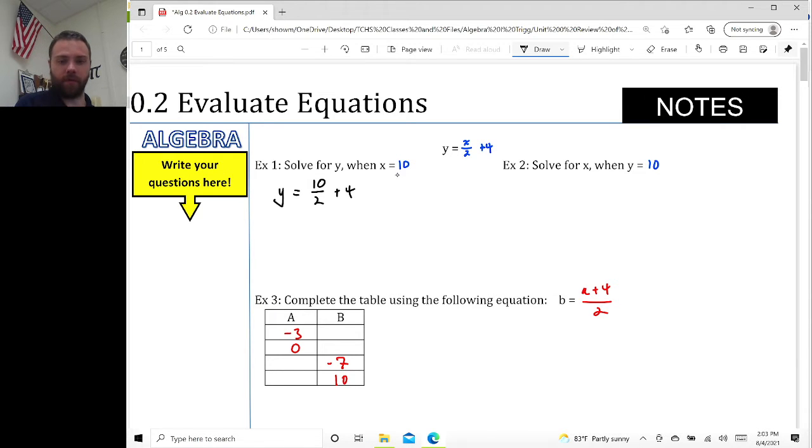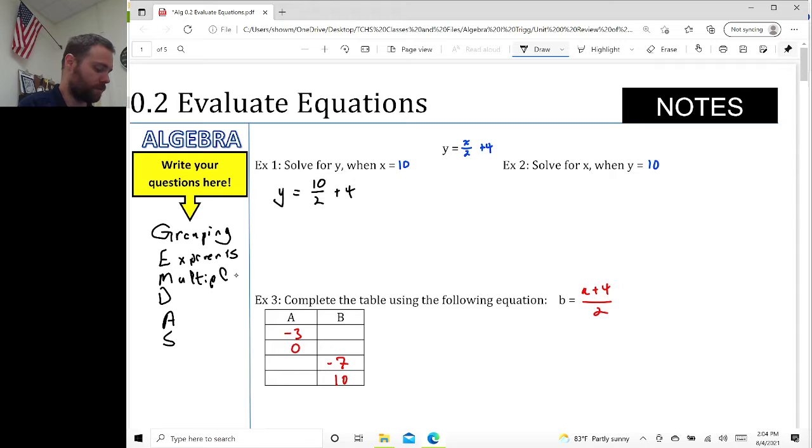Something you should remember is order of operations. I just saw this the other day. There's this thing called GEMDAS. G stands for grouping. E stands for exponents. M stands for multiplication. D stands for division. A stands for addition. And S stands for subtraction. This is the order that you evaluate expressions or equations in if you've got one variable alone. But there's a little bit of an extra step.